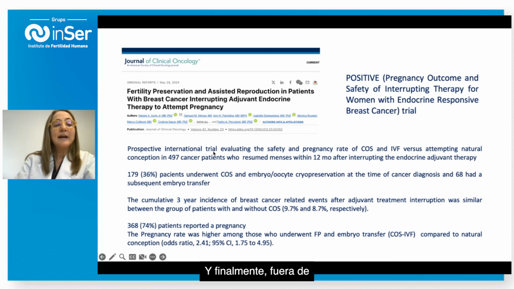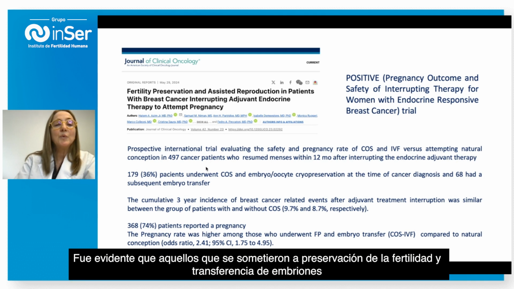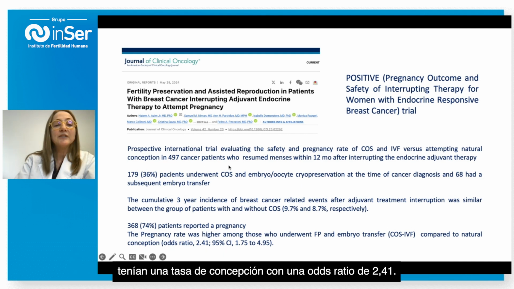And finally, out of 368 patients who reported a pregnancy, it was evident that those who underwent fertility preservation and embryo transfer had a much higher conception rate with an odds ratio of 2.41.